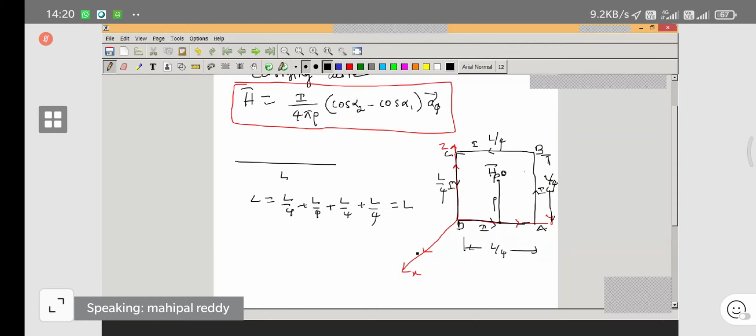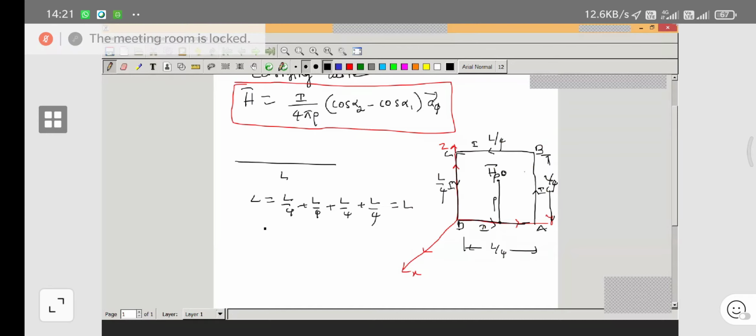What is the right hand thumb rule? In this right hand thumb rule, the curved fingers indicate the current and the thumb indicates the magnetic field intensity. Consider the side OA of the square. This is the point O.